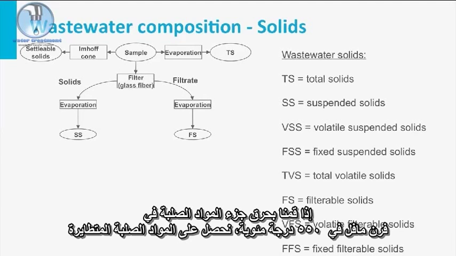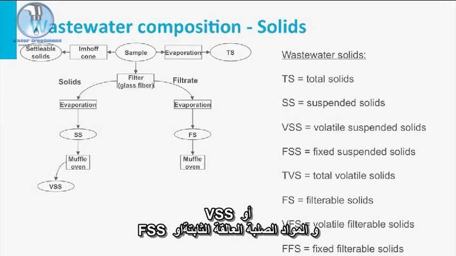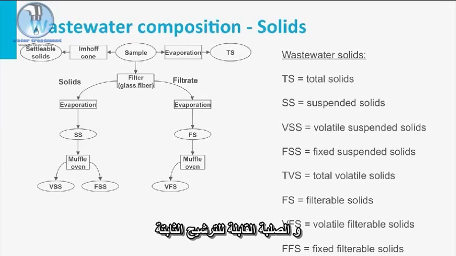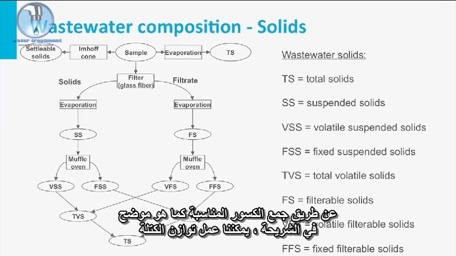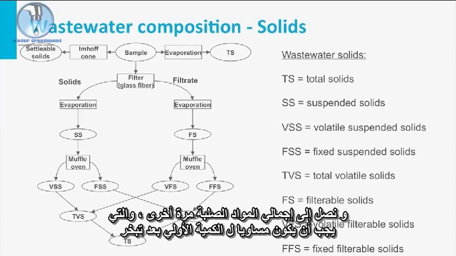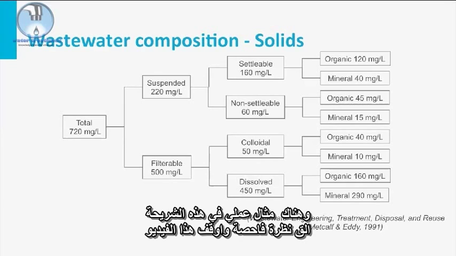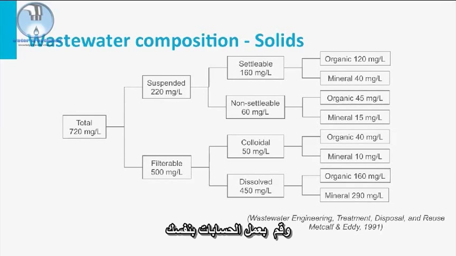If we burn the solids fraction in the muffle oven of 550 degrees Celsius, we obtain the volatile suspended solids or VSS, and the ashes or fixed suspended solids or FSS. The oven-treated filterable fraction will give us the volatile filterable solids and the fixed filterable solids. Now, by summing the appropriate fractions, as shown in this slide, we can close the mass balance and we come to the total solids again, which must be equal to the initial amount after evaporating all the water. A practical example is given in this slide. Just have a close look and stop this video and do these simple calculations by yourself.